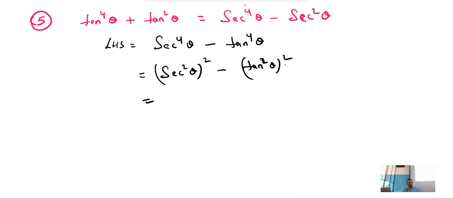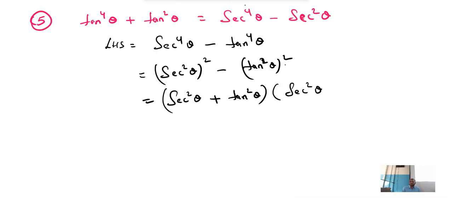Yes or no, sir? It's in the form of a square minus b square. What is a here? A is secant square theta. What is b? Tan square theta. What is a square minus b square? It is (a plus b) into (a minus b). Correct? Secant square theta plus tan square theta into secant square theta minus tan square theta.